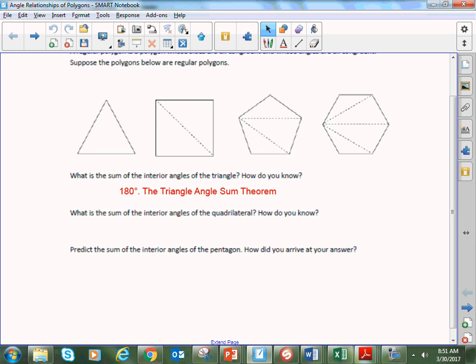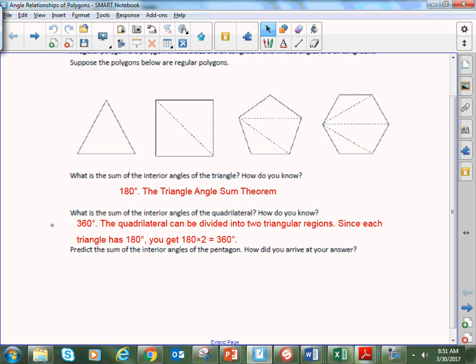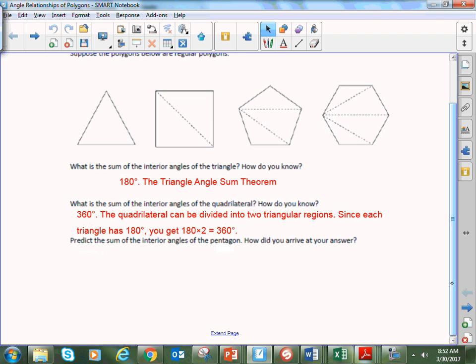What about a quadrilateral? For a quadrilateral, it would have a sum of 360 degrees because, as you can see in the diagram, we're taking the quadrilateral and drawing a diagonal, dividing it into two triangular regions. Since each triangle has 180 degrees in it, the two triangles together give me a sum of 360. And we can do the same thing with the pentagon. How would I know the sum of the pentagon? Well, it has three triangular regions when I draw the diagonals in from one vertex. So that gives me a sum of 540 degrees for a pentagon.